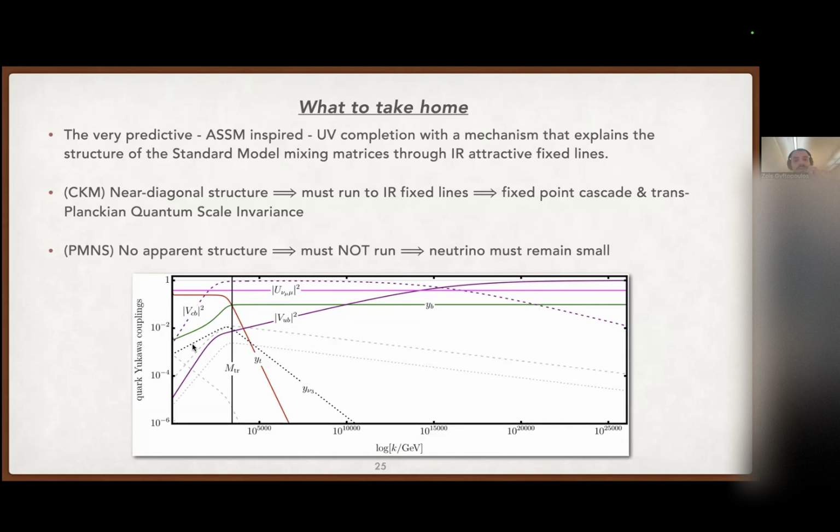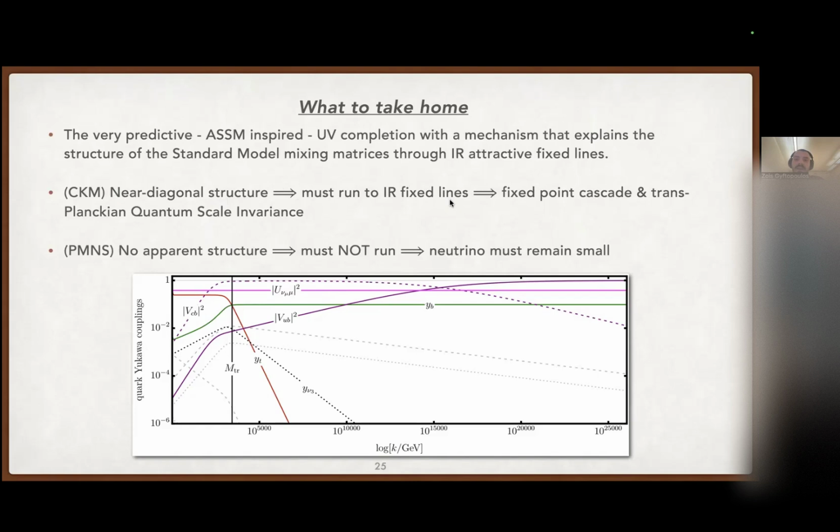And on top of that, we also have the lepton sector, which flows very, very quickly to 0, and the neutrinos remain small, with the result that the PMNS elements, so here the example is this magenta line, remain essentially frozen.